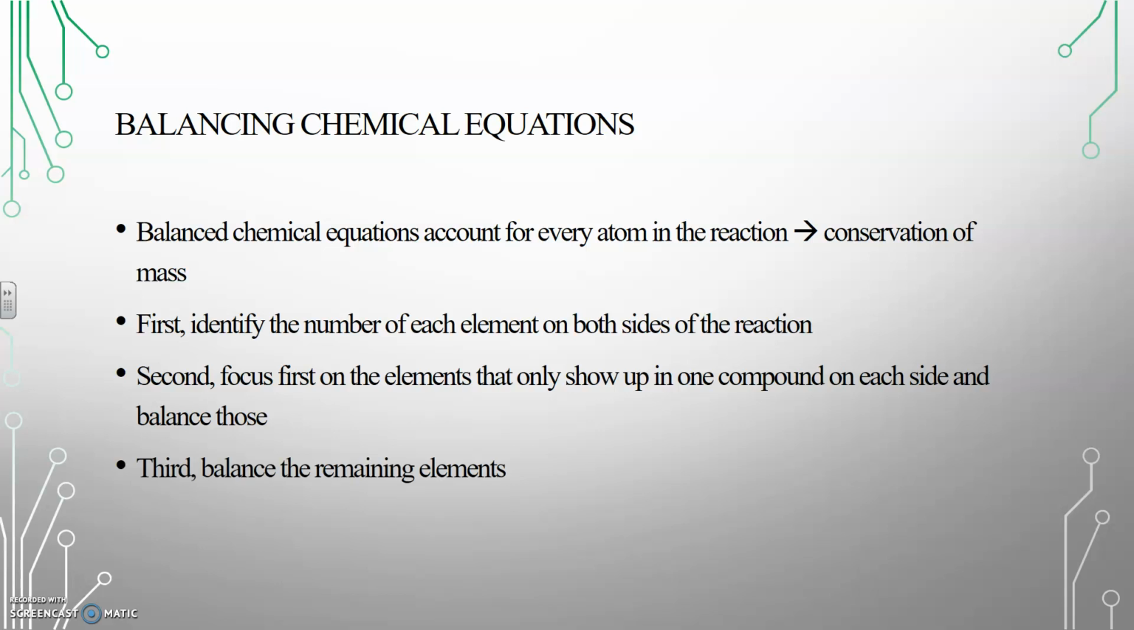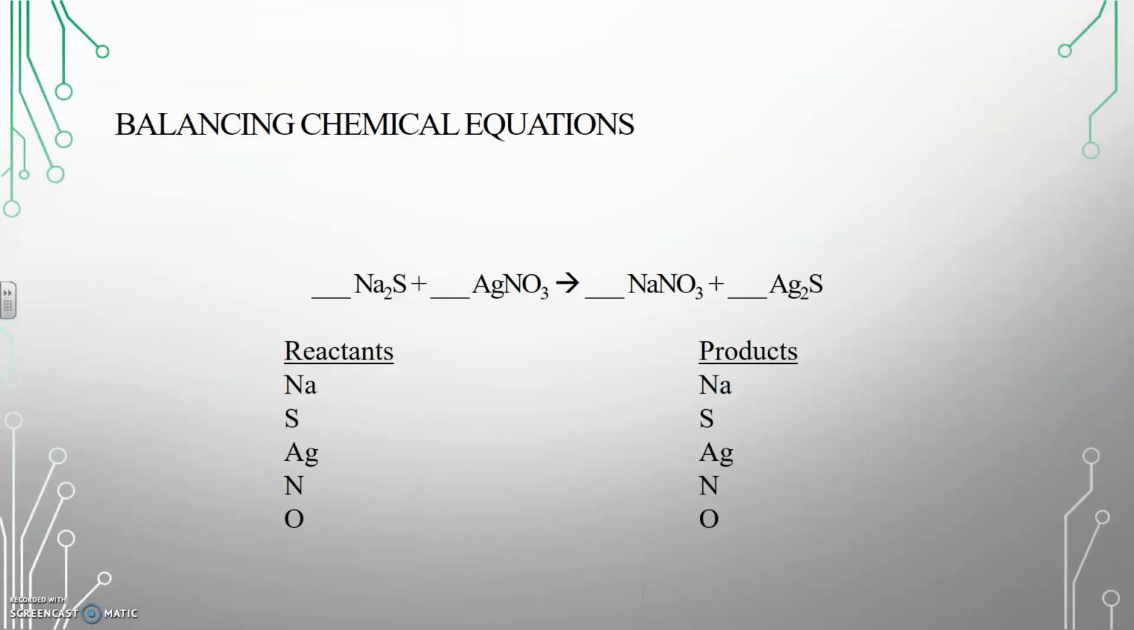And then third, you're going to balance the remaining elements. Okay, so this is kind of a running tally of how many atoms of each element you have until you get it so that the tallies match on either side. Okay, so this one is easiest to kind of explain by going through it.